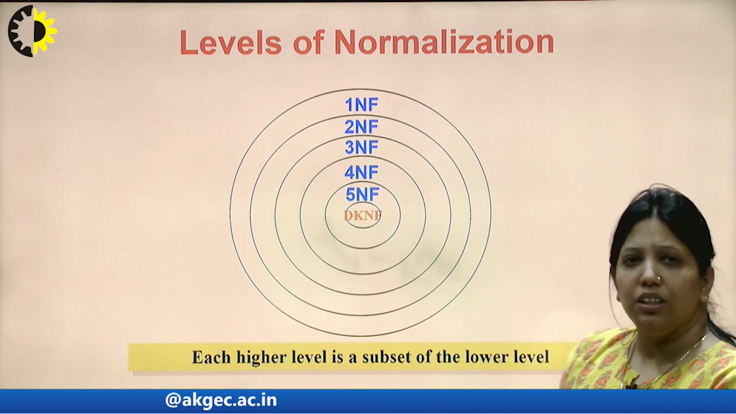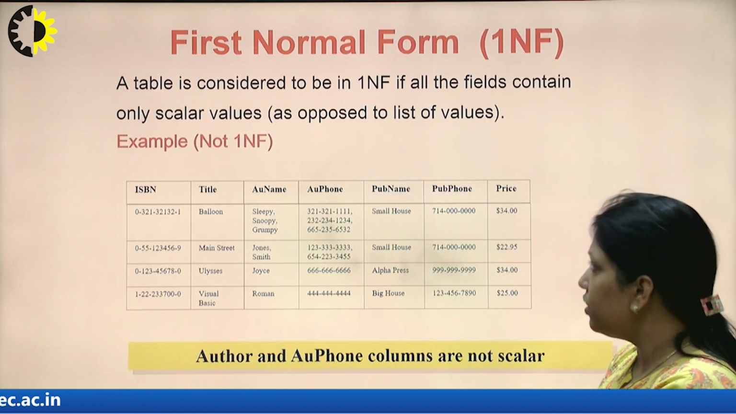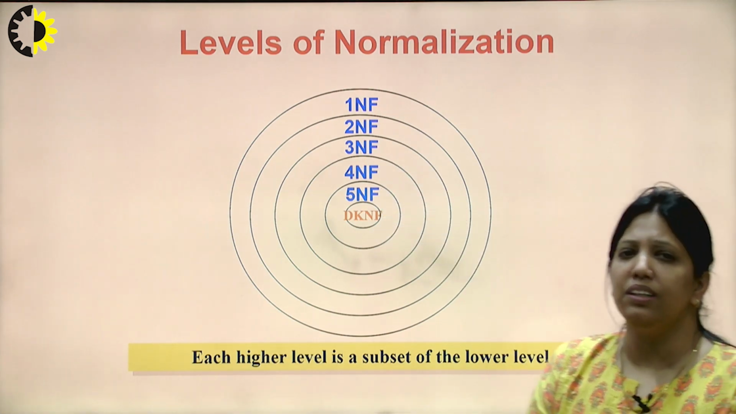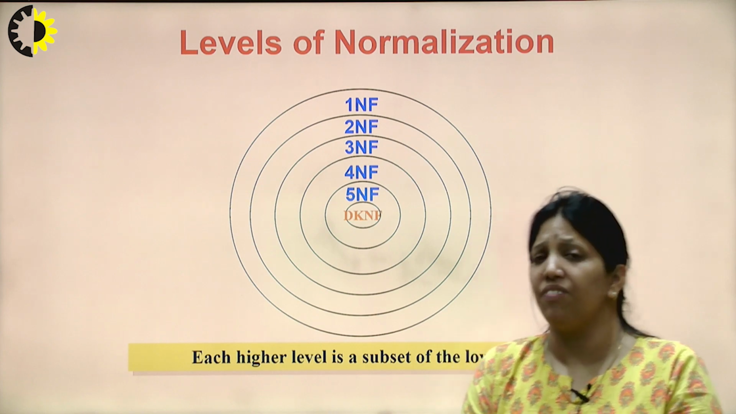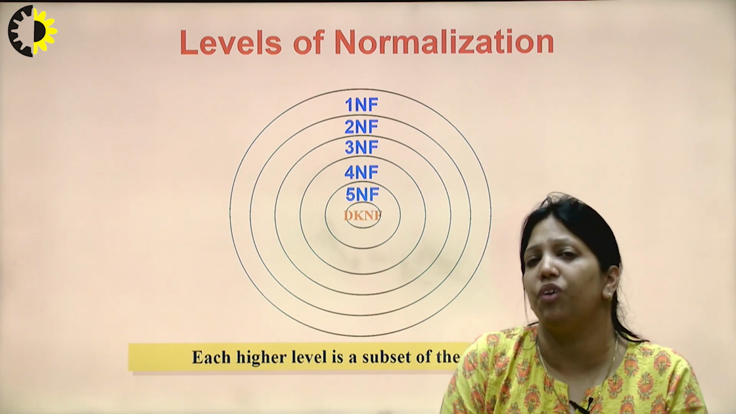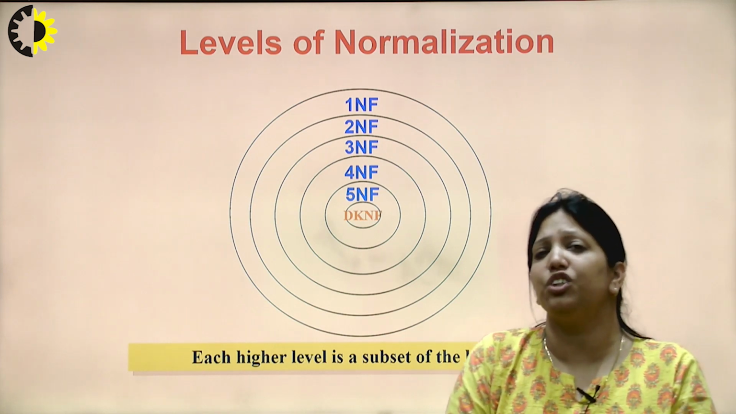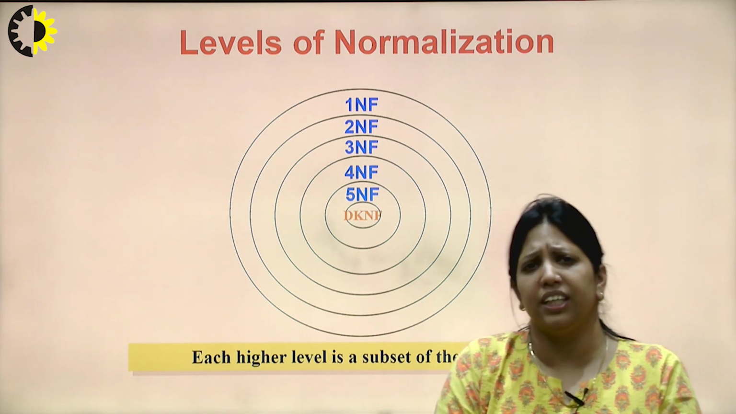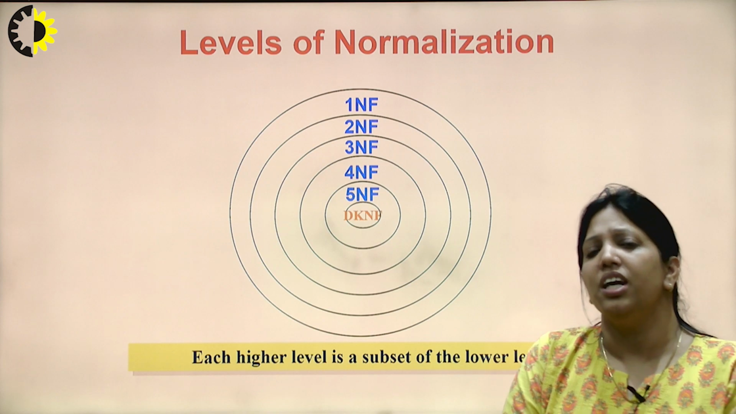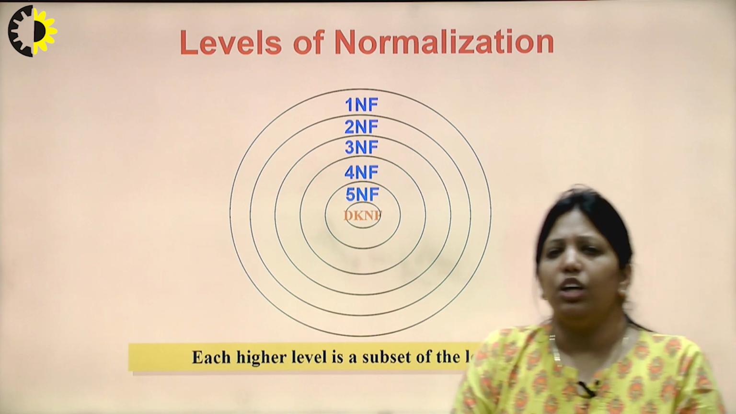So these are the levels of normalization, as we have discussed: first, second, third, fourth, fifth, and the domain key normal form. Each higher level is a subset of the lower level. We can say that if any relation is in the second normal form, then it should first be in the first normal form. For second normal form, we have to check that the relation is in first normal form or not. For third normal form, we have to check that the relation is in first normal form, then check that the relation is in second normal form, and then we come to the third normal form.